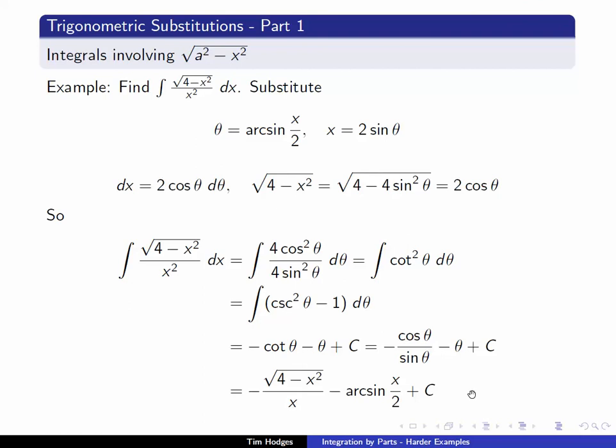So this example is typical of problems that you will get when you try to integrate functions involving a root a squared minus x squared. You'll use this substitution to convert the integral into a trigonometric integral involving theta, and then you'll have to use the techniques of trigonometric integration to integrate that. And finally, you'll use this kind of method to substitute back to find the answer in terms of x.